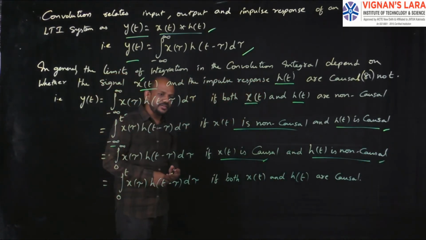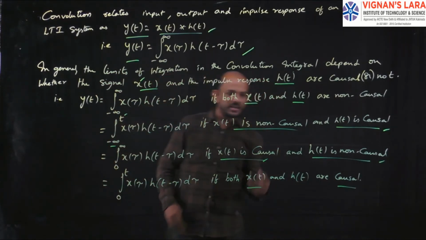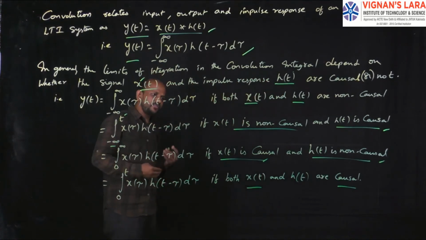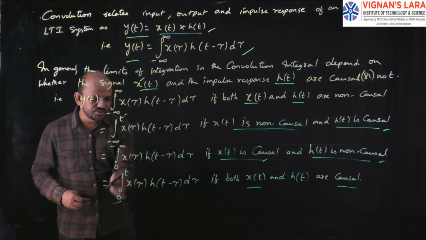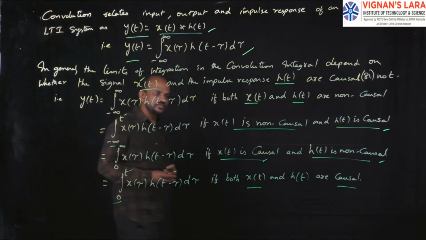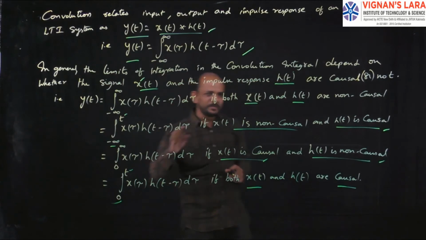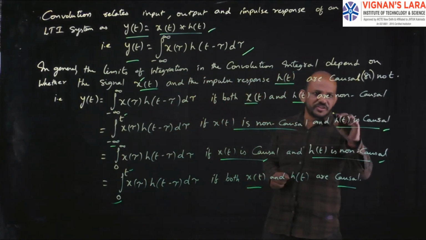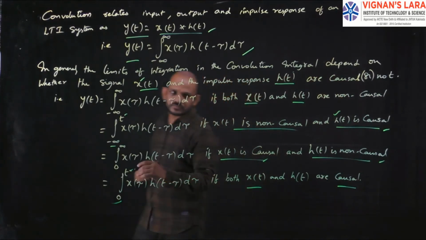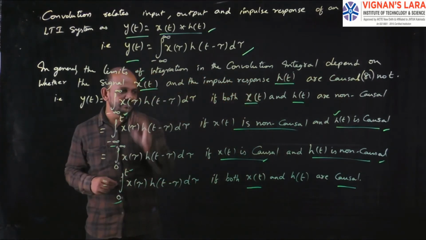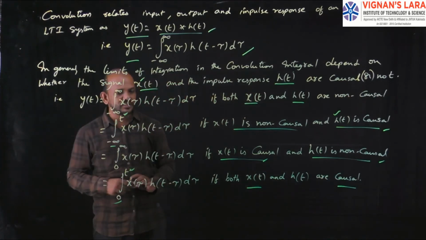And the last one, if both are causal, that is x of t is causal and h of t is also causal, then the limit changes from 0 to t. Clear? So here, simple for your reference, if h of t is causal, then the upper limit is t.